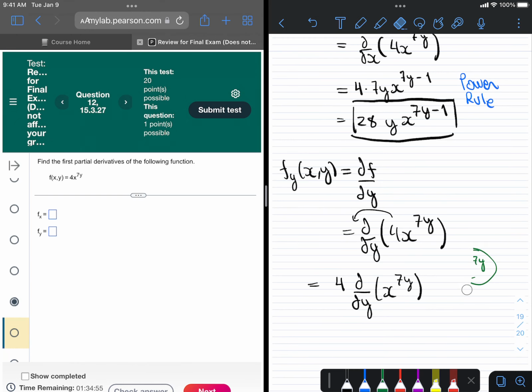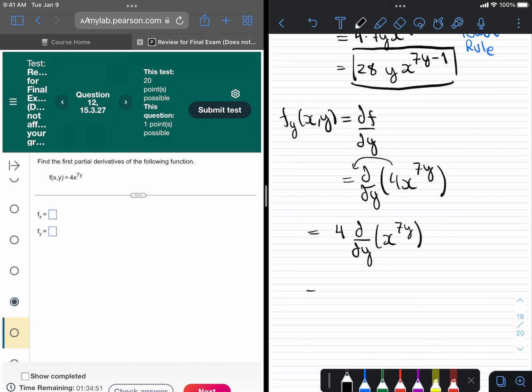So how do I deal with that? So the best way to deal with this type of problem is to rewrite the power, or x, as e to the ln x. Note that e to the ln x equals x. So that means this is 4 d/dy e^(ln x), but then since that's further raised to the 7y power, it's the same as multiplying that here.